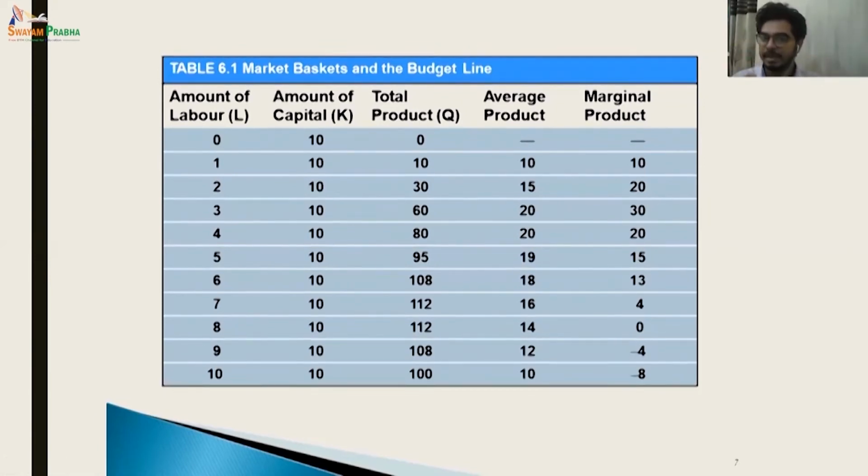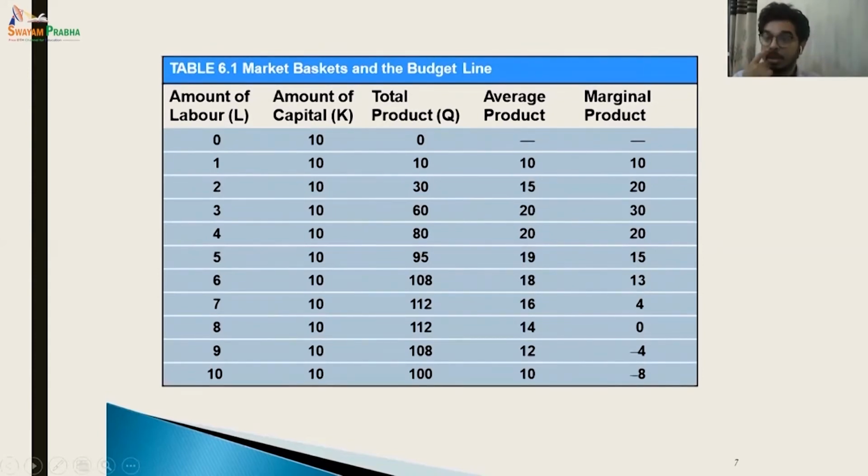Q divided by L. So I am dividing 10 by 1, 30 by 2, 60 by 3, 80 by 4, and then it starts falling. So first it was increasing, 10, 15, 20, 20, and then it starts falling. So 95 by 5, 19, 108 by 6, 18, and then it starts falling faster.